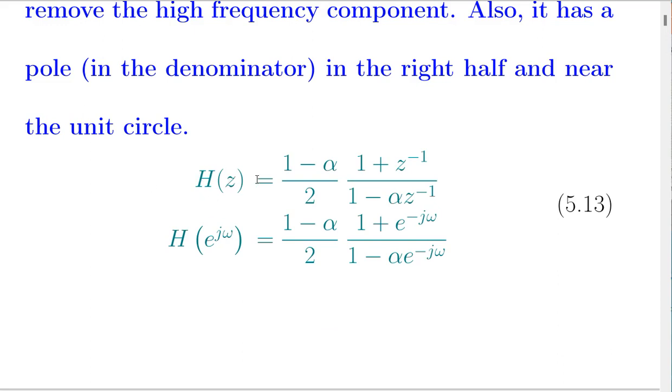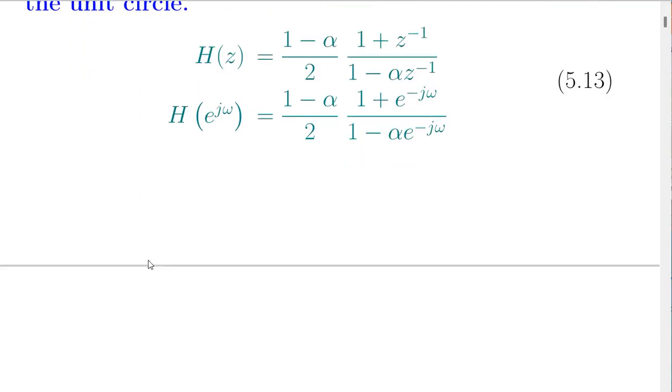Okay. H of z is equal to (1 minus alpha) over 2 times (1 plus z to the power of minus 1) over (1 minus alpha times z to the power of minus 1). Here you see the term 1 plus z to the power of minus 1 is similar to the FIR part, and that's the truth. Anyhow, H of omega is equal to half (1 minus alpha) times (1 plus e to the power of minus j omega) over (1 minus alpha times e to the power of minus j omega), exponential form.